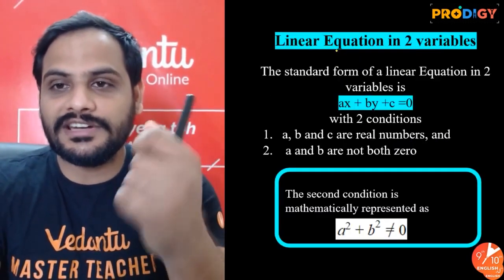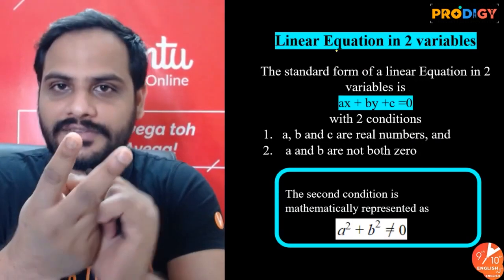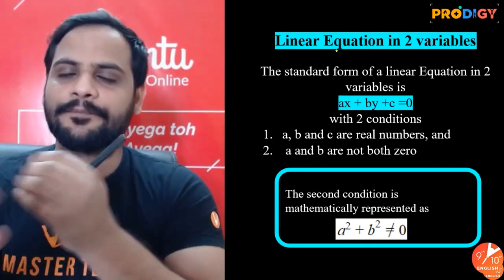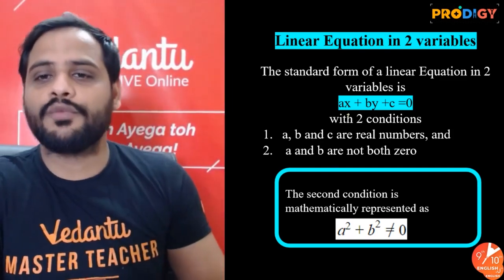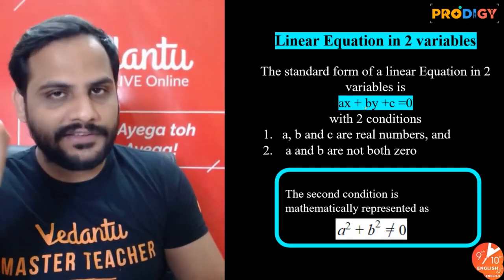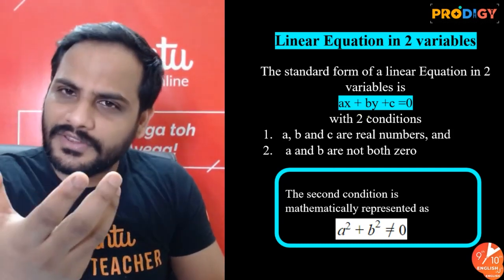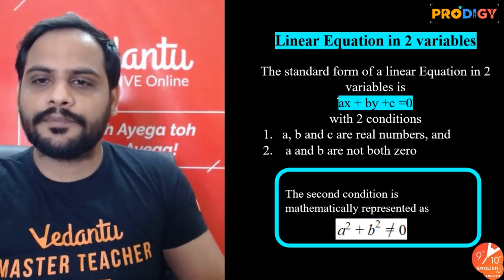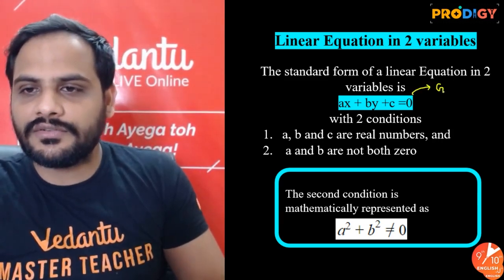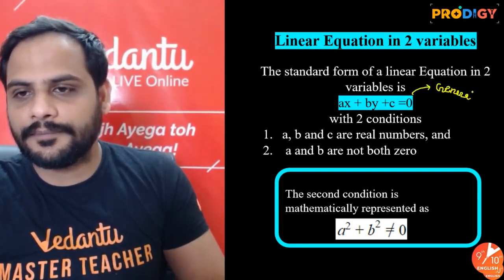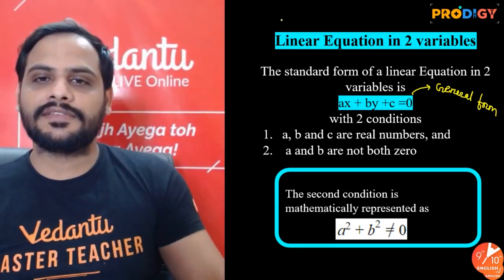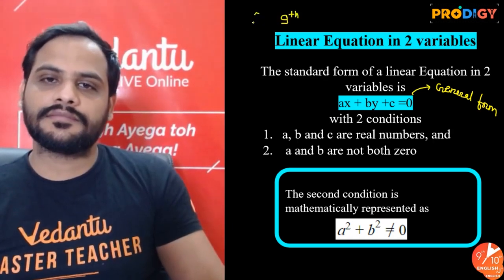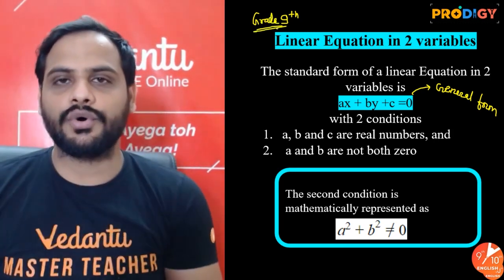And a linear equation in two variables means there will be two variables. So we can say, let's say x and y. Now x and y are the two variables, so they can have some coefficients as well. Let's say the coefficient of x is a, the coefficient of y is b, and there may be some constant term as well. So let's say plus c equal to 0. This is your general form for a linear equation in two variables, and this we have studied in grade 9.